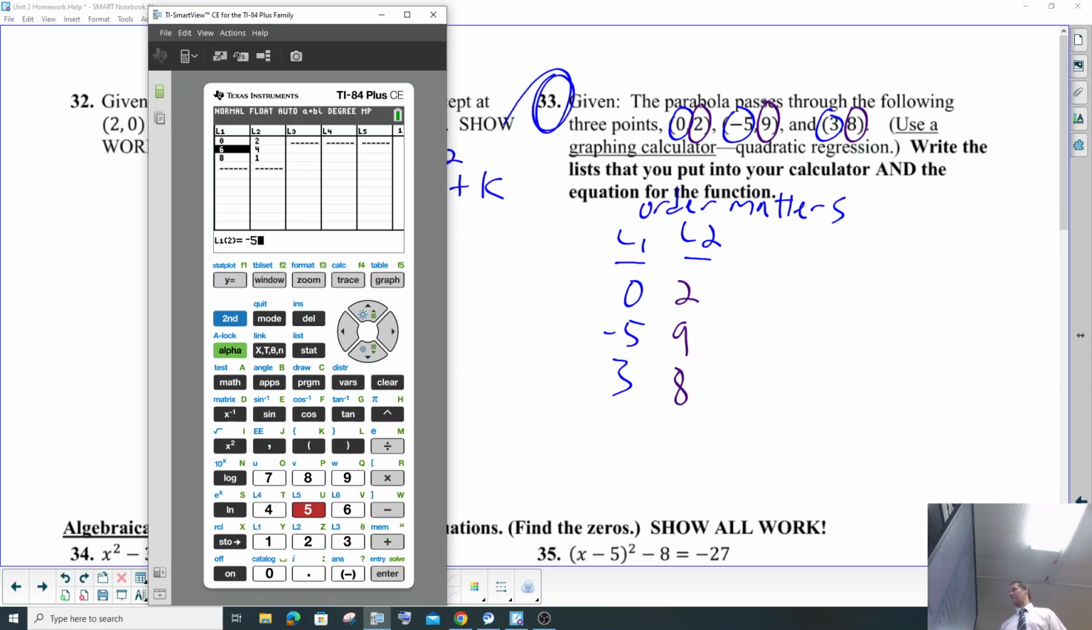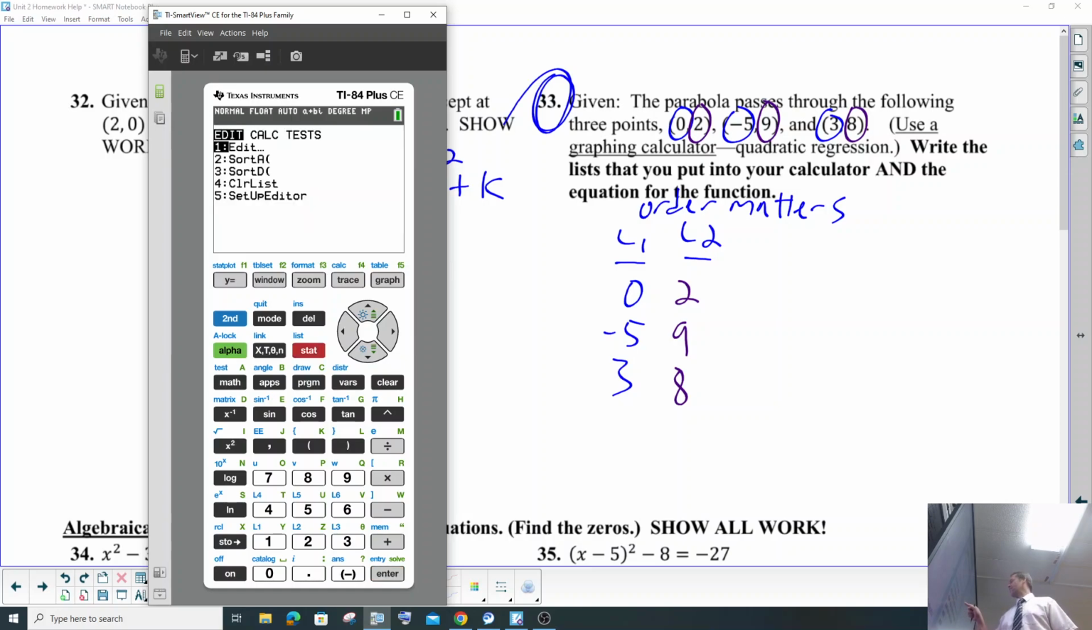Ouchie, negative 5. Don't use the subtraction; you get an error. And then 3, enter. And then over here at L2, we're going to do a 2, enter, a 9, enter, and an 8, enter. And so now we're just going to go ahead and do a quad regression.